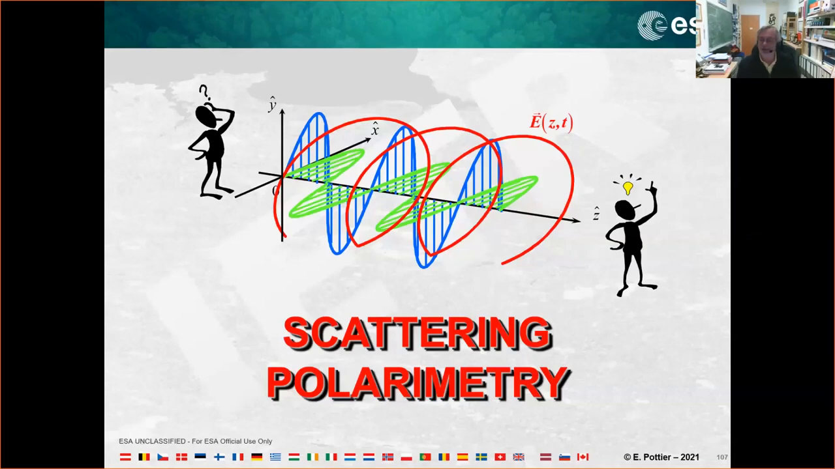Okay, so we can move to the next part. So we have seen in the first part the polarimetry of a wave. Now we are going to increase the physical dimension of the information, and we are going to move to the scattering polarimetry, or what we could say also the pixel polarimetry in the case of a fully parametric system.